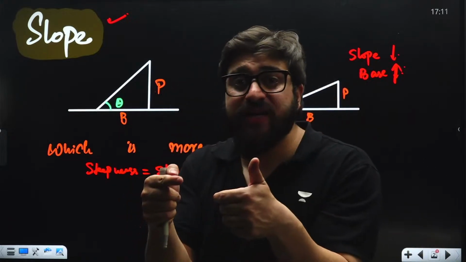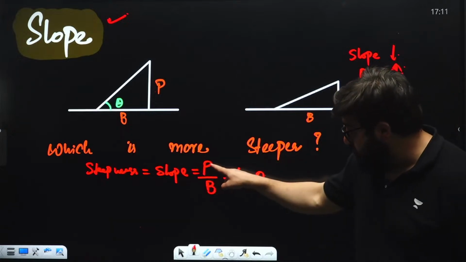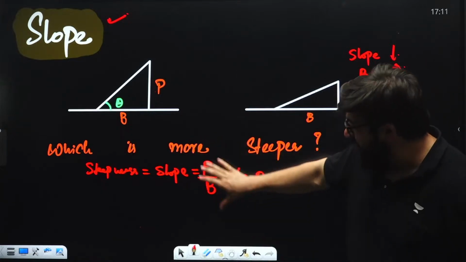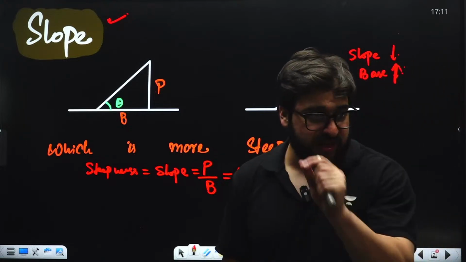Why do we actually say slope is tan theta? The reason is over here. Because slope is perpendicular by base, tan theta is also perpendicular by base. As simple as that. Is this clear till over here?